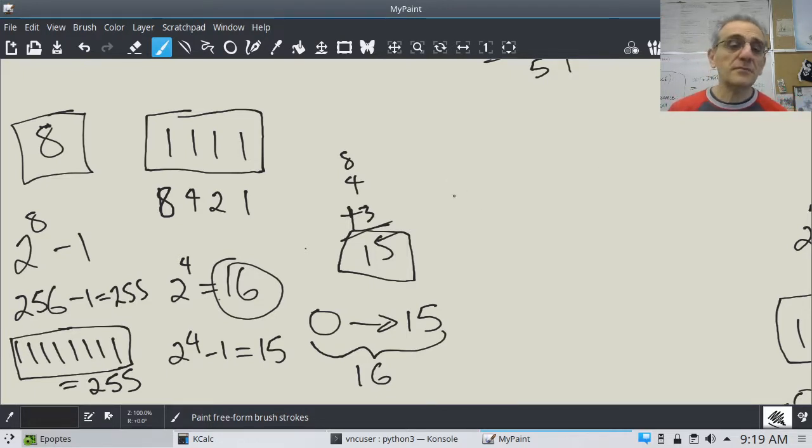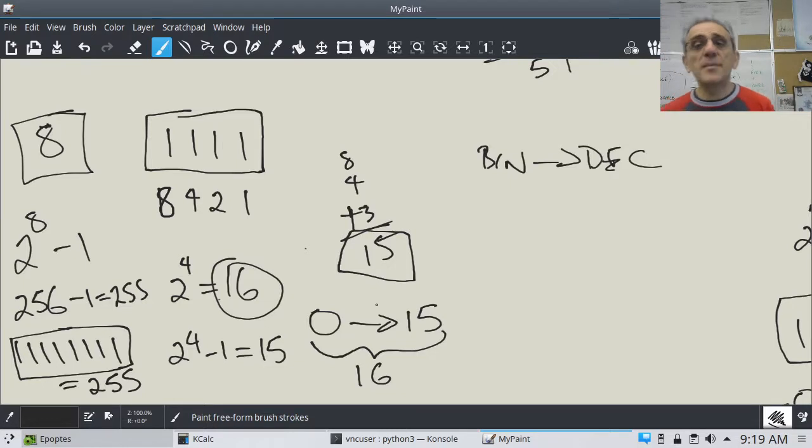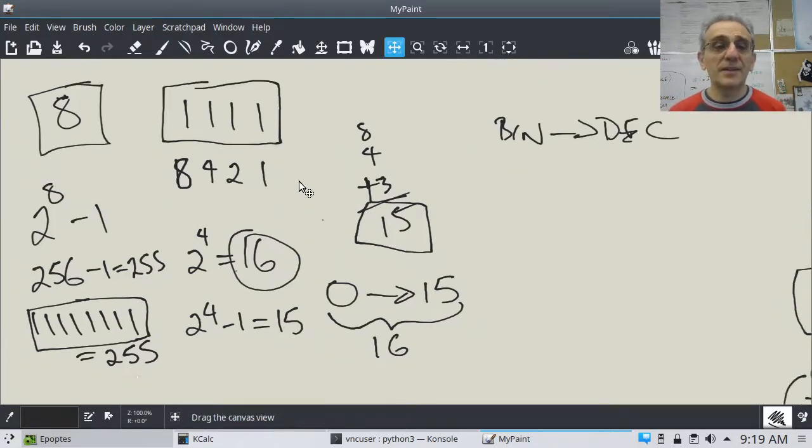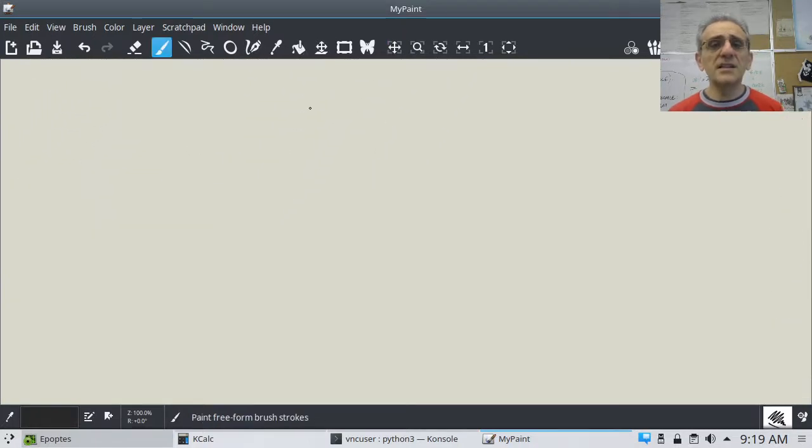So now that you've understood, hopefully, how to convert from binary to decimal, let's do the opposite way around. Let's figure out how to convert from decimal to binary. This is a little bit more tricky, but it's not bad.